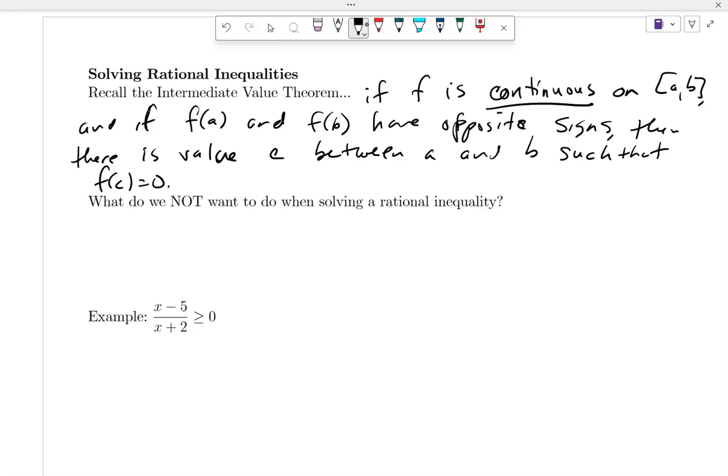Okay. So not only do I have to check out where it crosses the x-axis, I also have to check out the asymptotes for rational functions. That's the big deal, okay? So for rational functions, the idea here is the function's not always continuous.